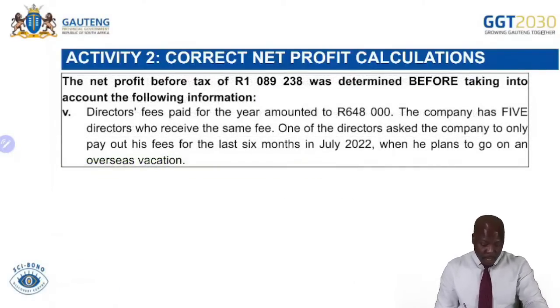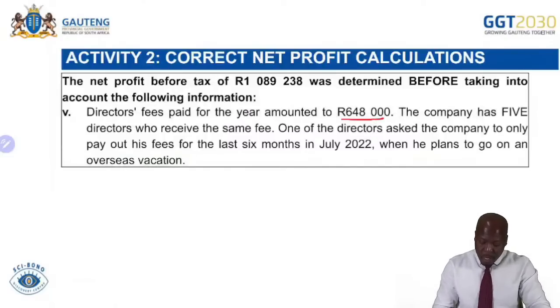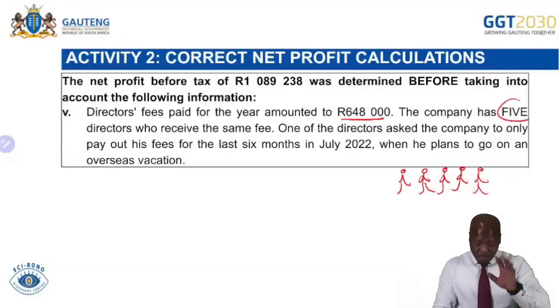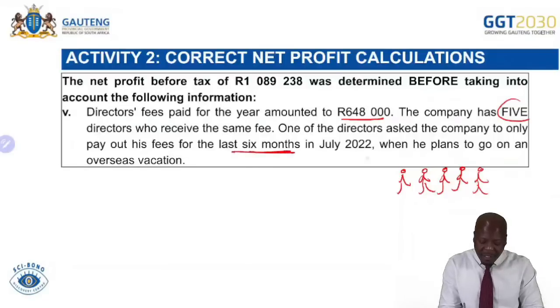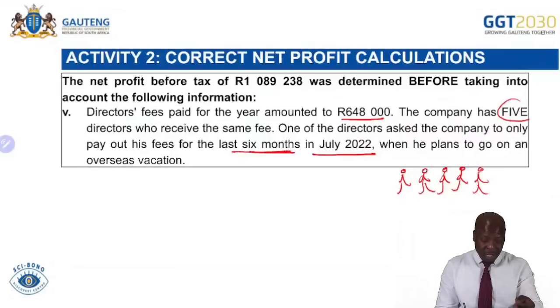It reads, the director's fees paid for the year amount to 648,000. The company has 5 directors who received the same fee. All right, you know already what I'm going to do. Okay, let's bring the directors. Director number 1, director number 2, director number 3. Where is number 4? We have 5. Here's director number 5. They say one of the directors asked the company to only pay out his fees for the last 6 months in July 2022. When is July 2022? The next financial year.